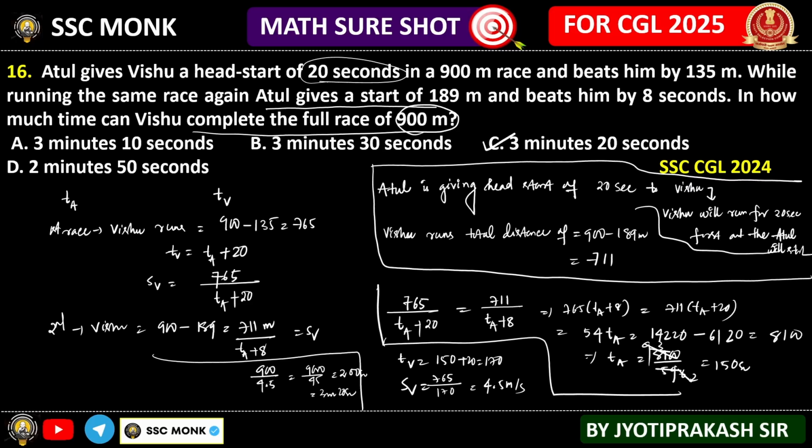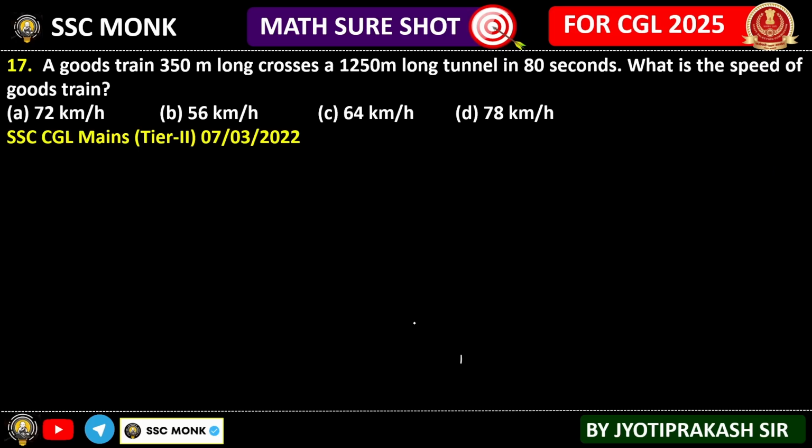Got it? Next. A goods train 350 meter long crosses 1250 meter long tunnel in 80 seconds. What is the speed of the goods train? So total distance 1250 plus 350 in 80 seconds, that is equal to 1600 by 80. 0 0 gone, 8 2s are 16, 1 0 over here. So this is 20 meter per second.